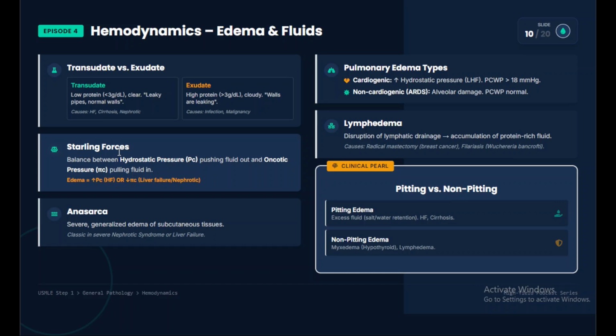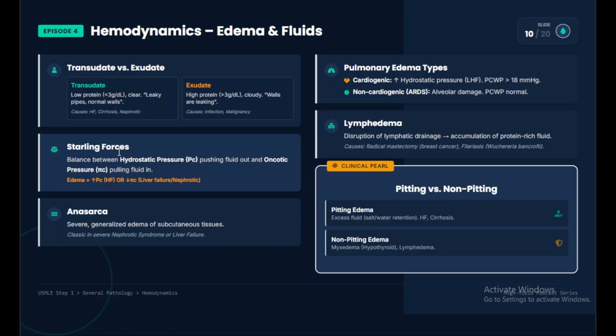So edema occurs when the hydrostatic pressure is more than the oncotic pressure. When hydrostatic pressure is high, it pushes too much fluid out, for example in heart failure. Again, if the oncotic pressure is too low compared to the hydrostatic pressure, as in liver failure or nephrotic syndrome, the vessels are not good enough to pull this fluid back, and they leak this fluid into the tissues, and again this causes edema. So think of it as a tug of war between the pushing forces and the pulling forces in your vessels. The pushing force is hydrostatic pressure, and the pulling force is the oncotic pressure.